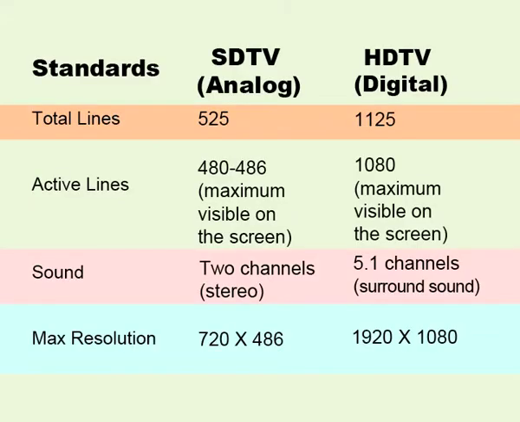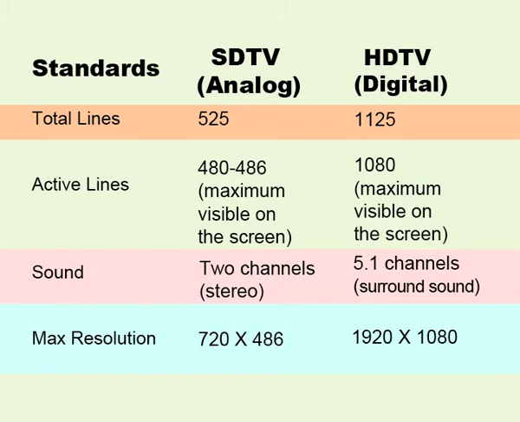One of the major differences between analog and digital TV is the number of horizontal scanning lines that make up the picture. The greater the number of lines, the more picture detail is possible. The table summarizes this. Standards: SDTV analog, HDTV digital. Total lines: 525, 1125. Active lines: 480 to 486 for SDTV, and 1080 for HDTV, maximum visible on the screen.